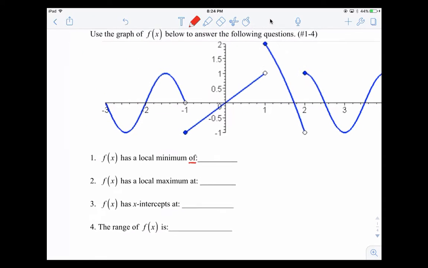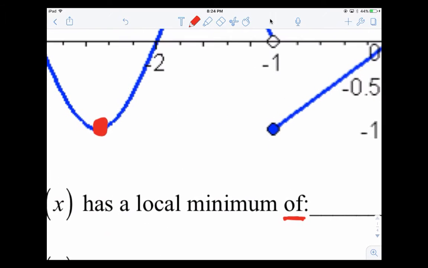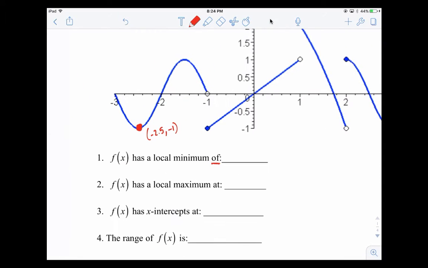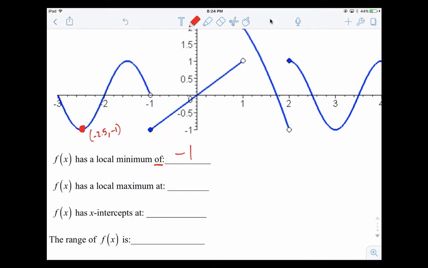All right, so as I look on the graph, I see that I have a local min right here at about -2.5, and the y value is -1. Okay, so that is perfectly fine as the answer. As you move from left to right some more, you also have a local min over here as well, and you should notice that the y value is the same. So for the first one, you just have a local min. The value is -1.